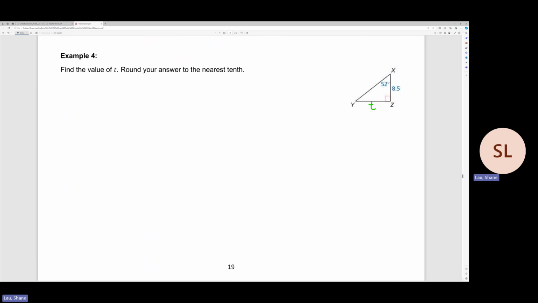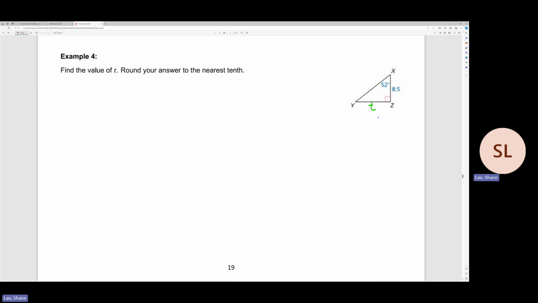Lastly, for whatever reason, T is not on your paper. It wasn't on my paper, at least, so write in your own T. T is for YZ, though. I'm not sure why they have this problem at the end of this. It just seems like a throwaway problem. I feel like this would have been more useful for the very first lesson, but here we are.